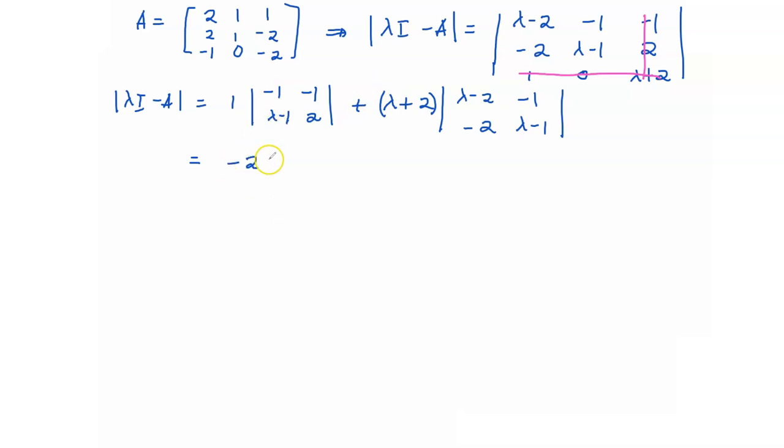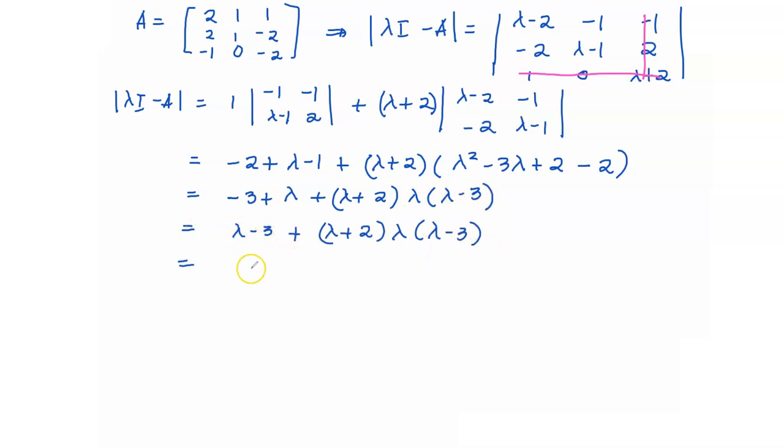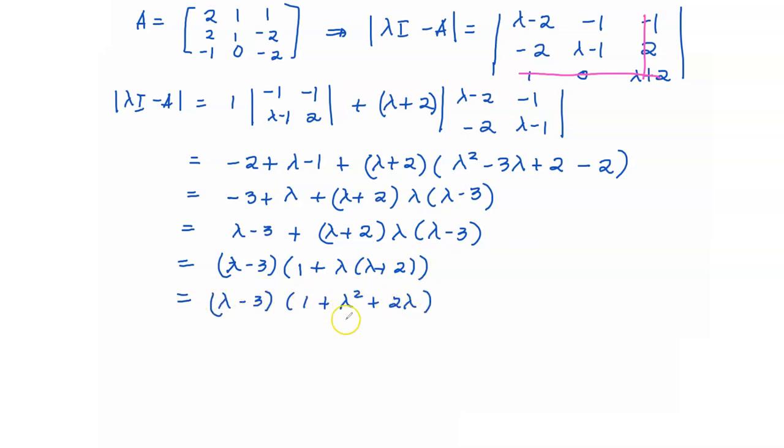This is equal to negative 2 plus lambda minus 1 plus lambda plus 2 times lambda minus 2 times lambda minus 1, which is lambda squared minus 3 lambda plus 2 minus 2. This is equal to negative 3 plus lambda plus 2 times lambda squared minus 3 lambda, which is lambda times lambda minus 3. Notice that I have a common factor of lambda minus 3. So I get 1 plus lambda times lambda plus 2, which is equal to lambda plus 1 squared.